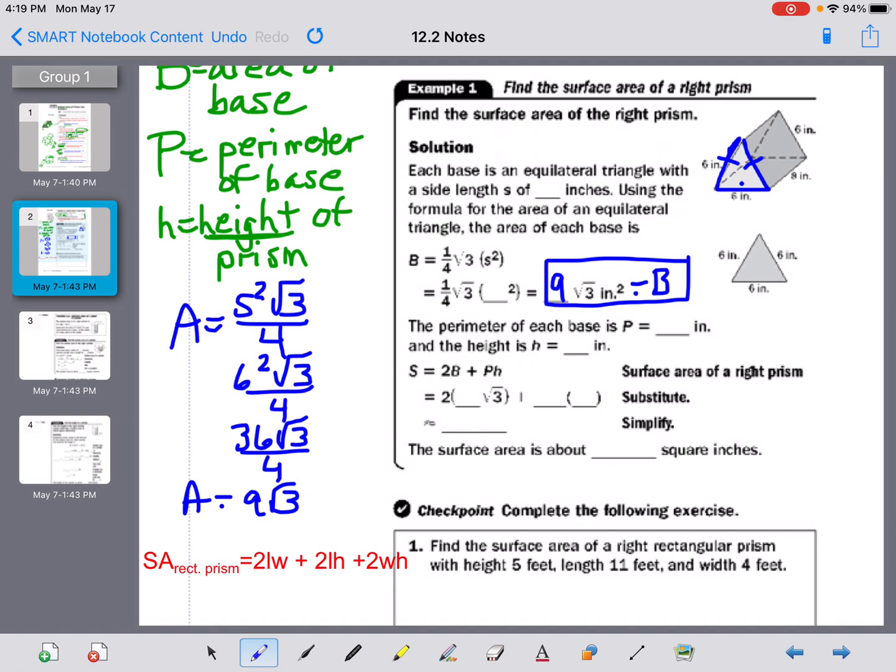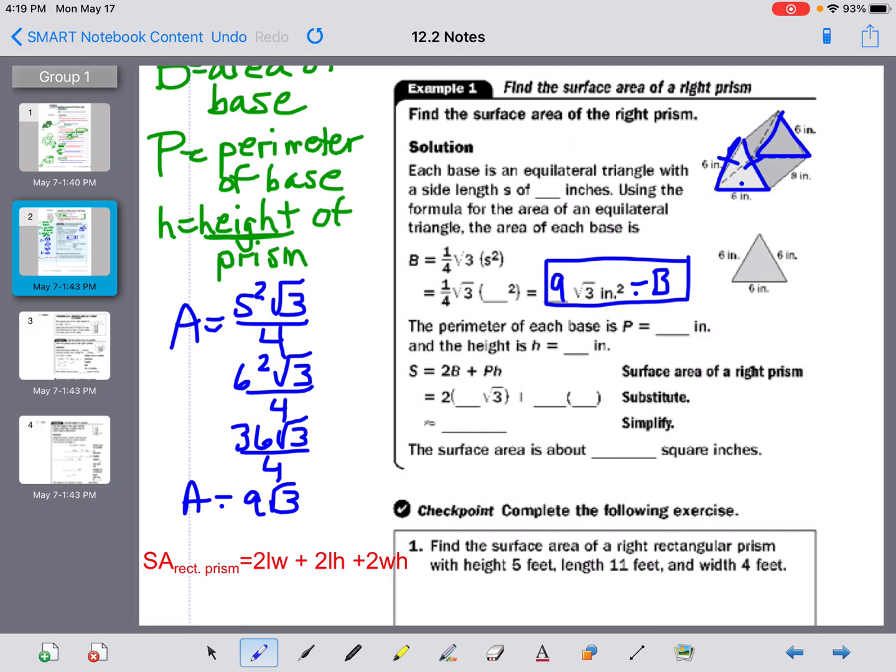By the way, if you would have used that as 1/2 apothem times perimeter, you would have got this same thing. If you would have dropped the altitude down and worked on 1/2 base times height, you would have got the same thing. All of them would get you the same thing. So we get this 9 square root of 3, and that's for these 2 triangles on either side, okay? Then we have the rectangles.